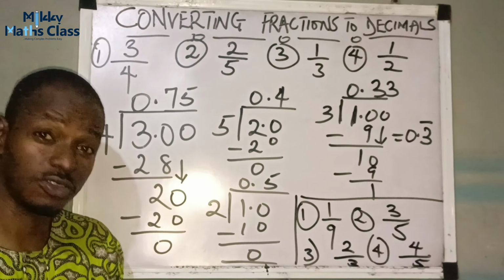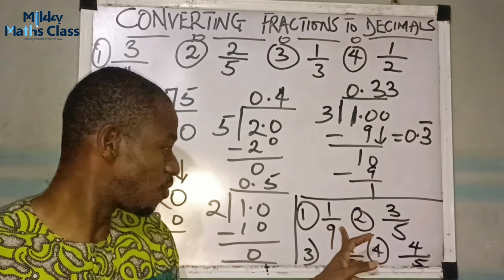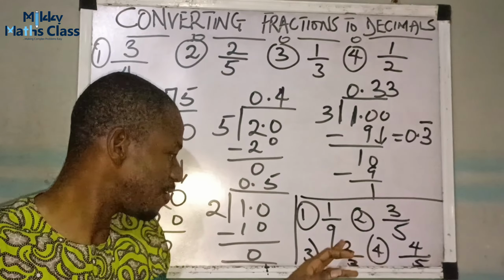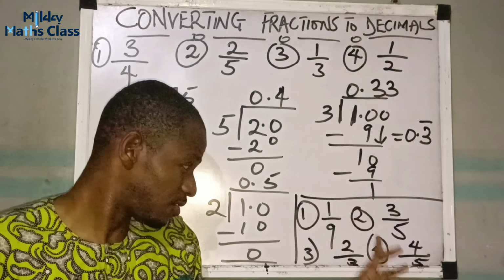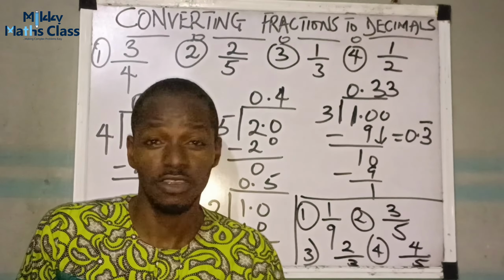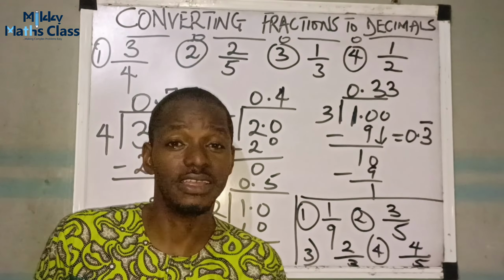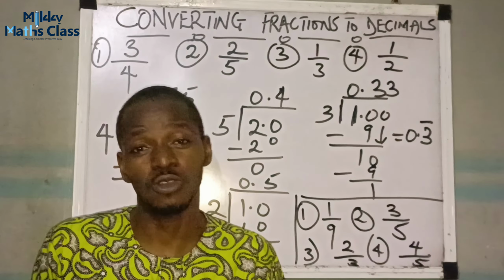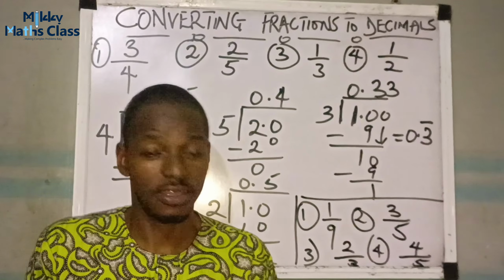So the take-home fun, just like in our usual style: the first one, 1 over 9. The second one, 3 over 5. The third one, 2 over 3. The fourth one, 4 over 5. It's basically simple. Just divide using the long division method, and you will get the answer as a decimal.